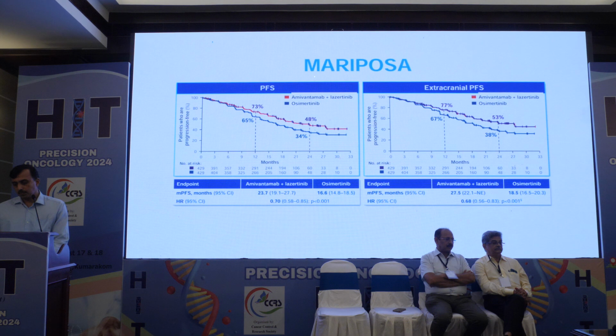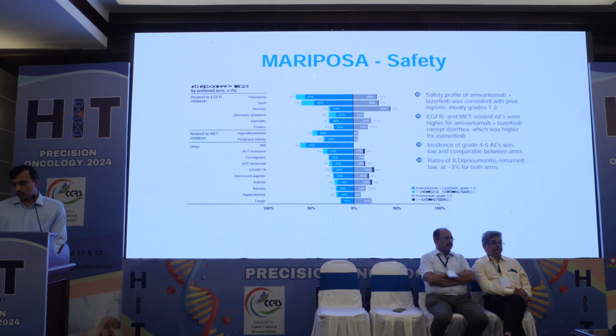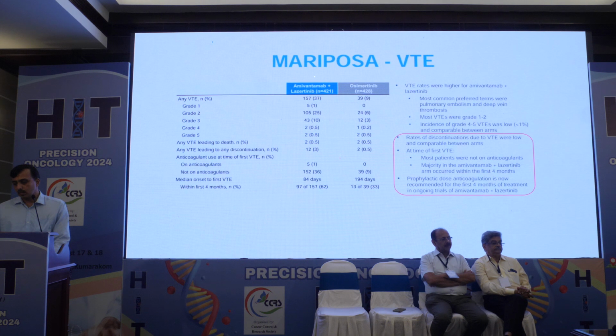Safety is an issue. One new thing has come up here, that is venous thromboembolism, but ILD or pneumonitis was not something they were worried about. Otherwise, it was mostly grade 1 or 2 side effects. So venous thromboembolism is a new thing here. When the trial was initially done, they were not receiving prophylactic anticoagulation, but now they know that we have to give it when we are giving amivantamab.